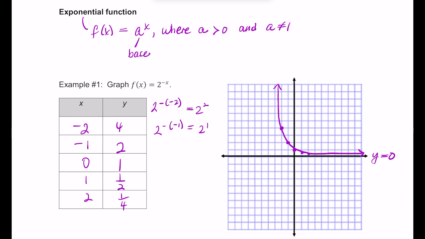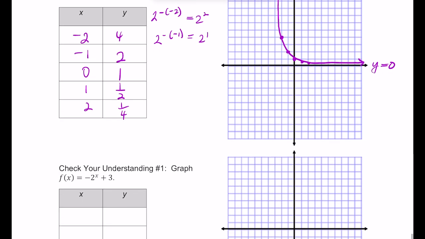If I was to plug in a 3 here for x, you would get 1/8. A 4 would give you 1/16. A 5 would give you 1 over 32, and so on. So it's going to get closer and closer to 0, but never actually reach 0. So the important thing is, since it's not actually reaching 0, we have a horizontal asymptote there, and that's y equals 0.